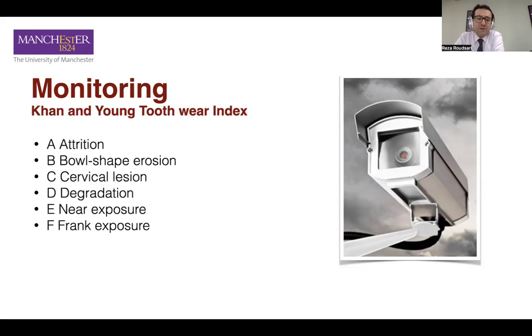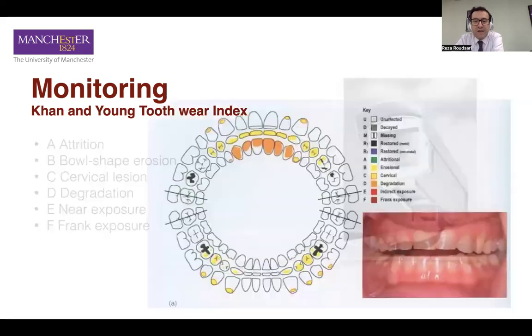You've also got Kahn and Young, which have got A, B, C, D, E, F, whereby, as you can see, A is for attrition, B is for those saucer-shaped erosions, C is for a cervical lesion, etc. So it's just a way of recording what you can see.